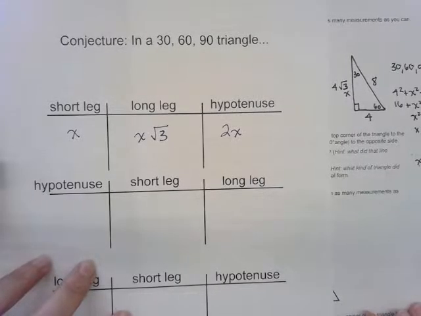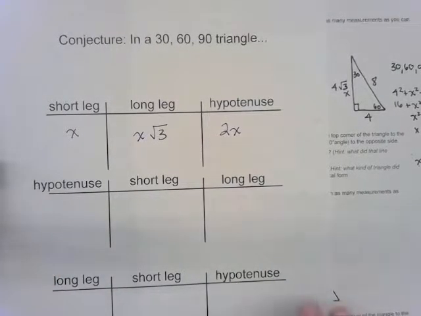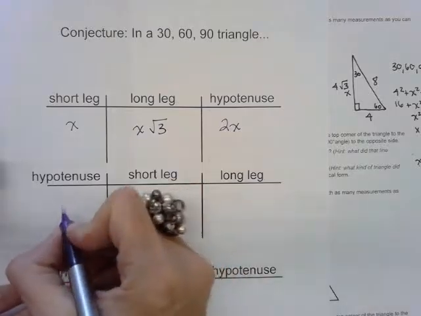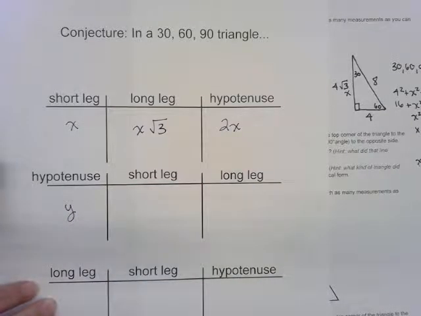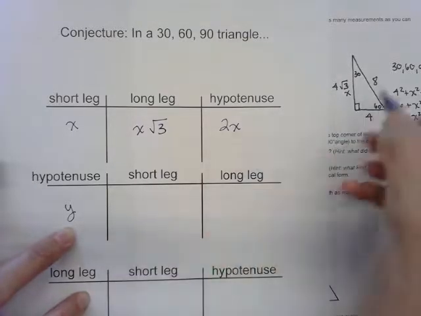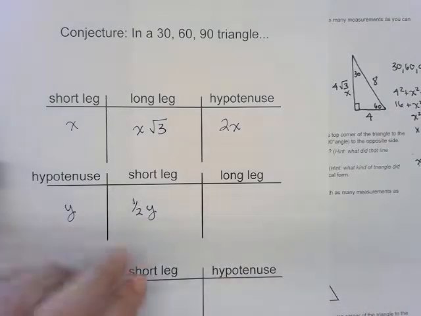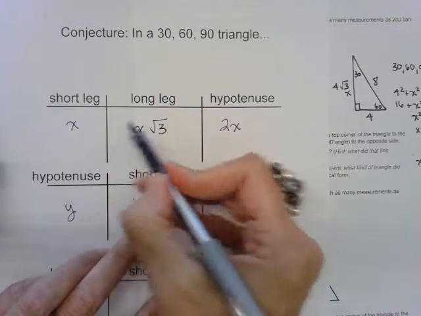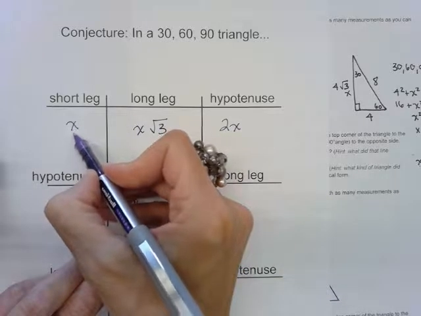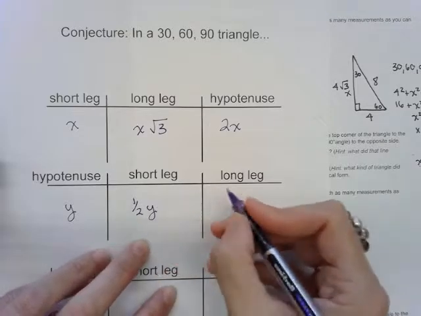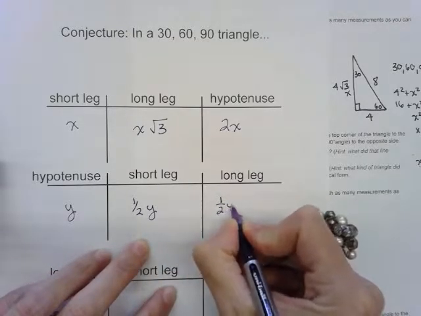Now, what if we know the hypotenuse? Well, we won't call it X, my mistake. What if the hypotenuse is another whole number, Y? If the hypotenuse is Y, what is the short leg? Well, the short leg is going to be 1/2 of that. And if I know the short leg, I know the long leg, right? The short leg is X, the long leg is X root 3. So if the short leg is 1/2 Y, the long leg is 1/2 Y root 3.